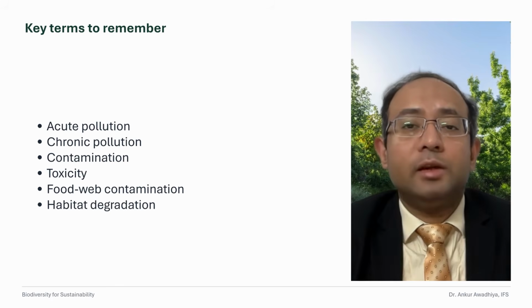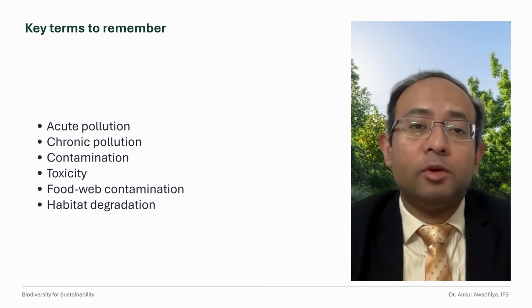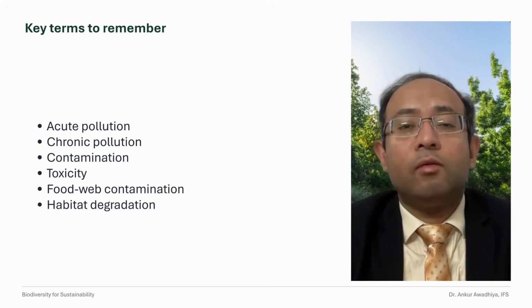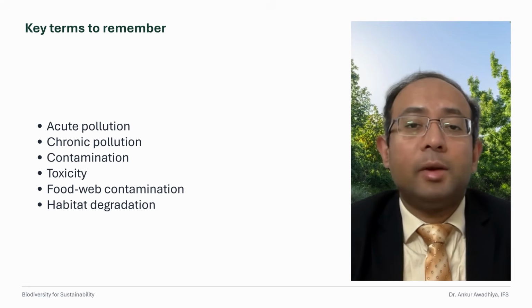Now let us review the key terms from this lecture. Acute pollution is sudden and severe. Chronic pollution is prolonged, repeated, and continuous at lower levels. Contamination refers to the presence of harmful substances in environmental media or organisms. Toxicity refers to the harmful biological effects those substances produce. Food web contamination describes how pollutants move through ecological relationships from one trophic level to another. Habitat degradation refers to the decline in ecological quality or suitability.